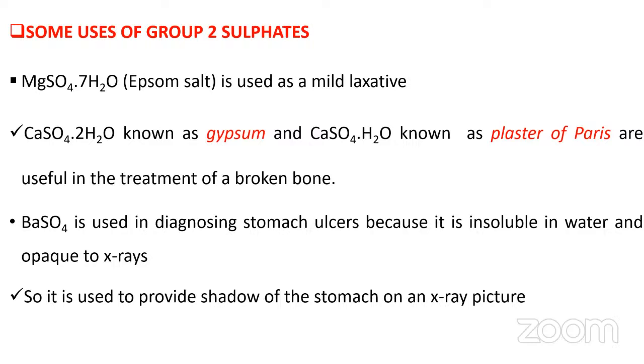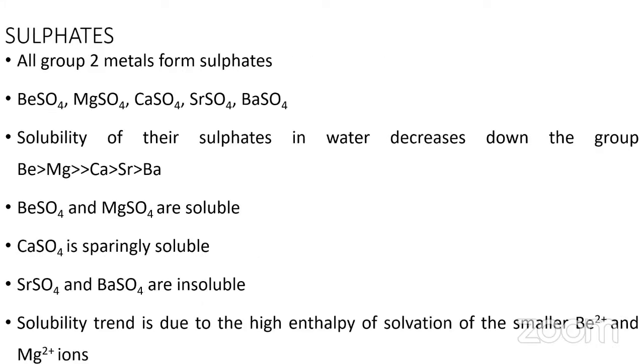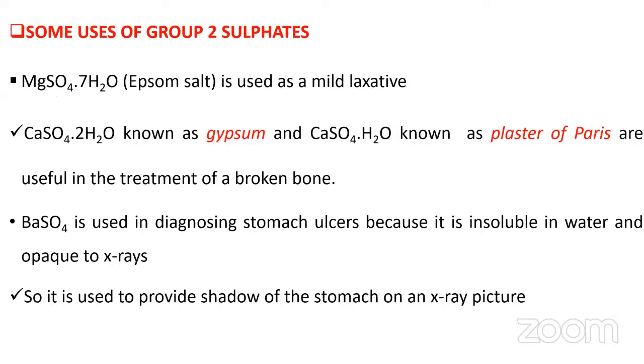Your barium sulfate is the last among the group. You saw that we said that your barium sulfate and your strontium sulfate are insoluble in water. So because of this insolubility of your barium sulfate, it's actually used in diagnosing stomach ulcers.